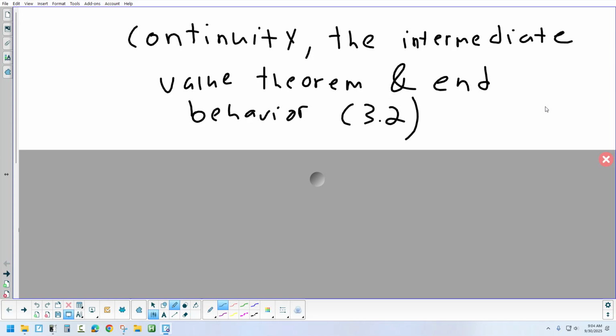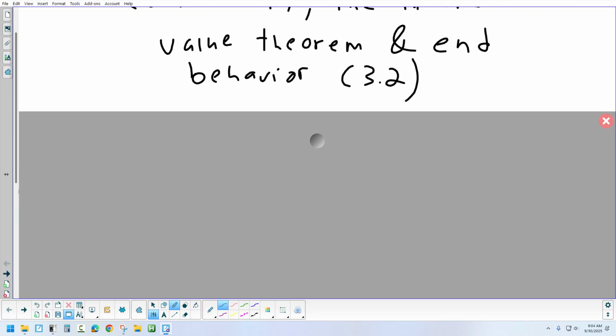All right, so today we're going to look at 3.2, which is on 3 different topics, all kind of connected. One of them is called continuity, then the intermediate value theorem, and the last one is end behavior.